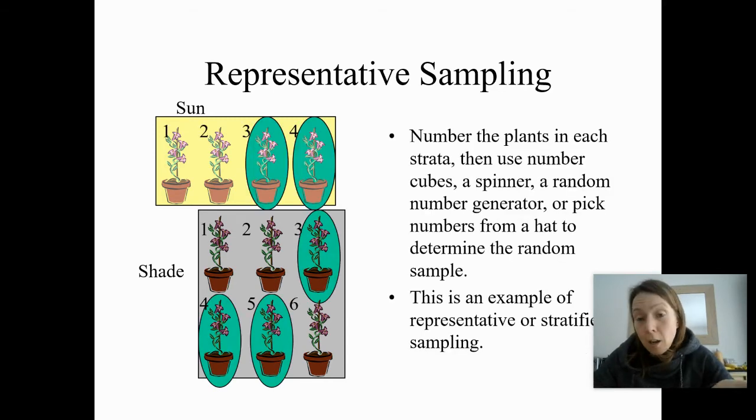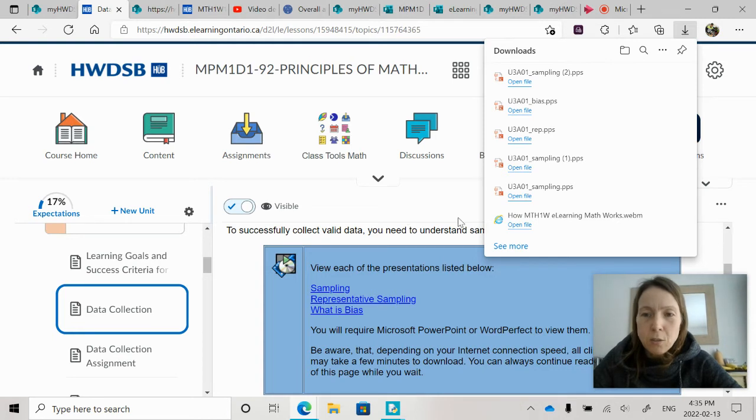Often you would want the strata to be proportional. So there are only 4 plants in the sun and 6 in the shade. Well, maybe we'll pick 3 from the shade and 2 from the sun, since there's more in the shade. So there are lots of different ways to sample the population, but those are really good ways: the stratified sample and the random sample.